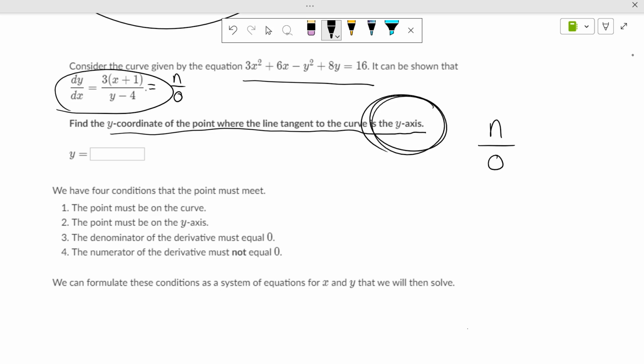Okay, so to meet the conditions for this to happen, you have to have a point on the curve. Duh. Okay, so you can't just put in 1, 2 and say, hey, that works. No, it has to fit this equation. Okay, now if it's tangent to the y-axis, it must be on the y-axis. So if it's on the y-axis, x equals 0.